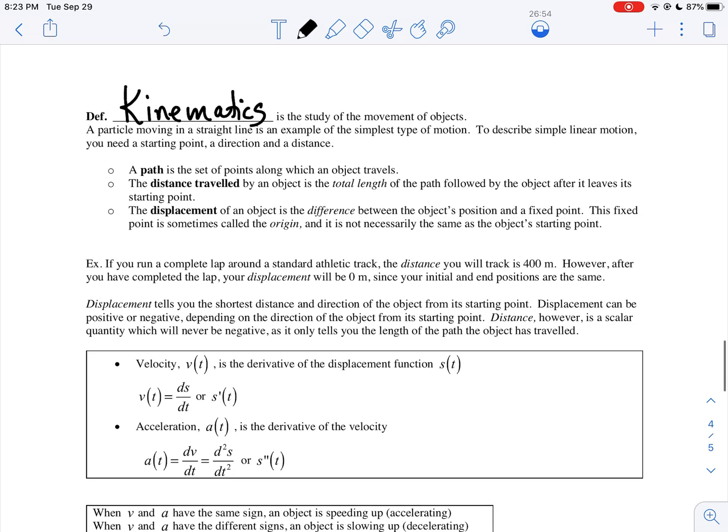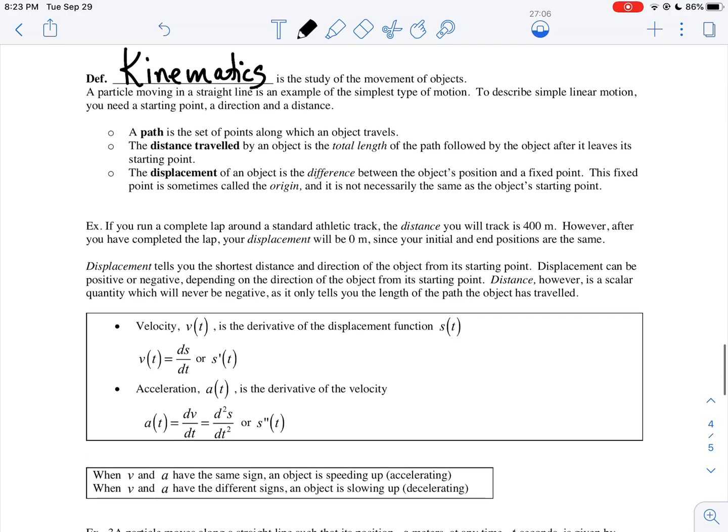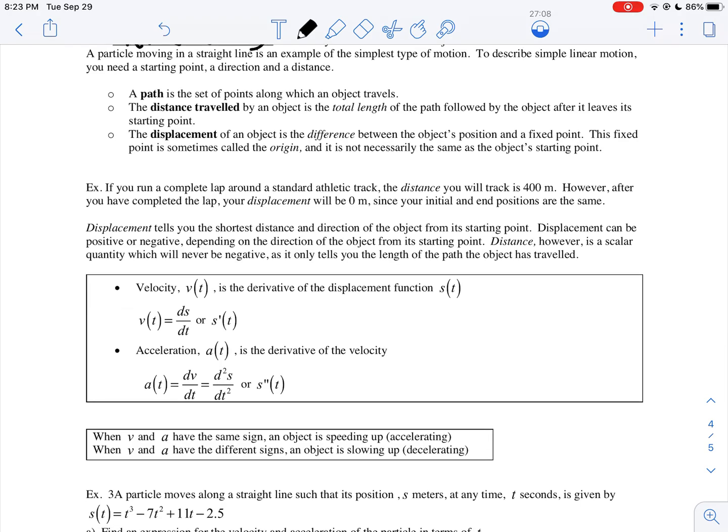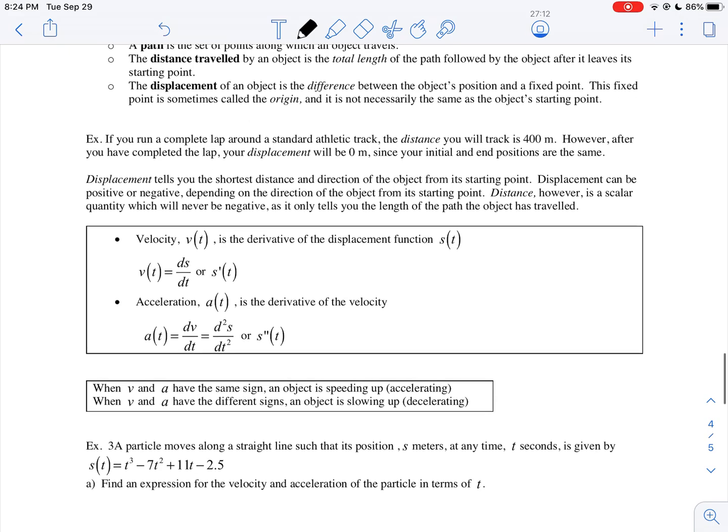Displacement tells you the shortest distance and direction of the object from its starting point. Displacement can be negative or positive depending on the direction of the object from its starting point. Distance, however, is a scalar quantity which can never be negative, as it only tells you the length of the path the object has traveled.